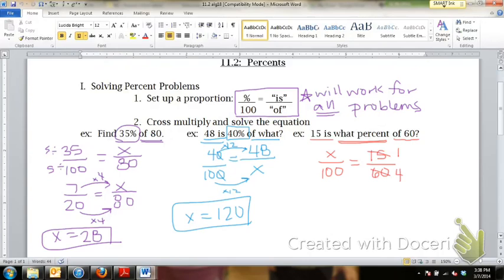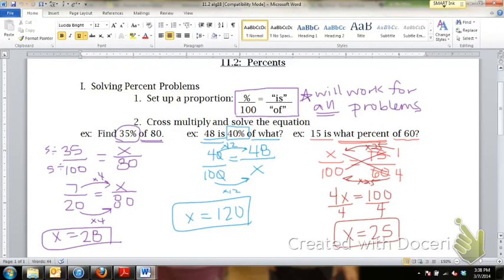Now I'm not going to do my cheat method here. I will cross multiply. So now I'm going to do 4 times x equals 1 times 100, which is 100. Now I divide, and I get x equals 25. Which, yes, I could have gotten because 4 times 25 is 100, so 1 times 25 is 25, which I got anyway is the answer.